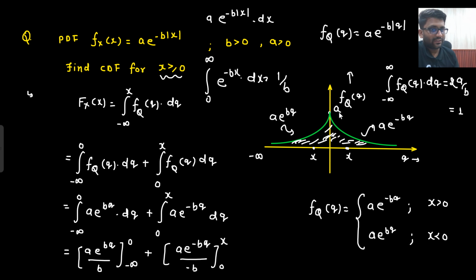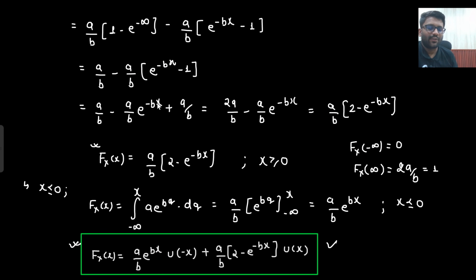So this particular area is 1 by b. Amplitude is a. If the amplitude was 1, then the answer would be 1 by b. If amplitude is a, here the answer would be a by b. And a similar thing is happening towards the negative side as well. So the answer would be 2a by b. Is that clear to you? And that should be equal to 1. So 2a by b should be equal to 1.